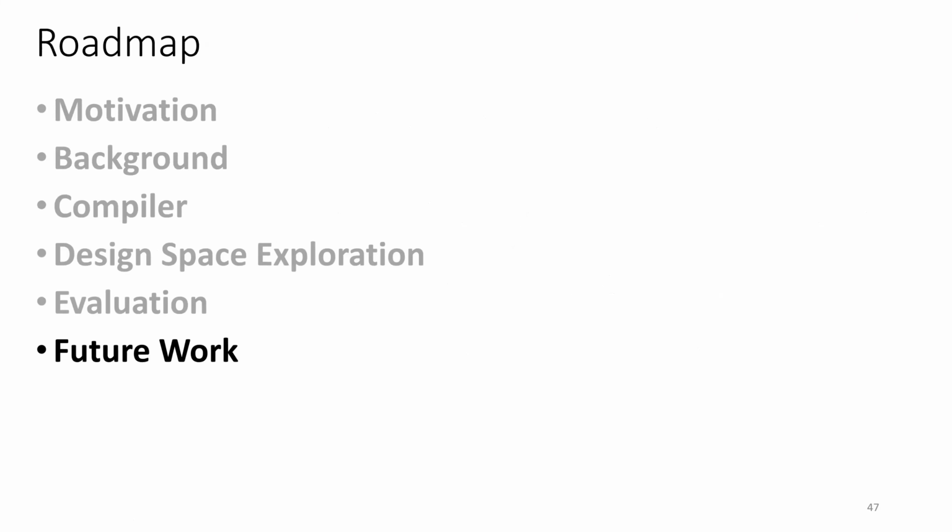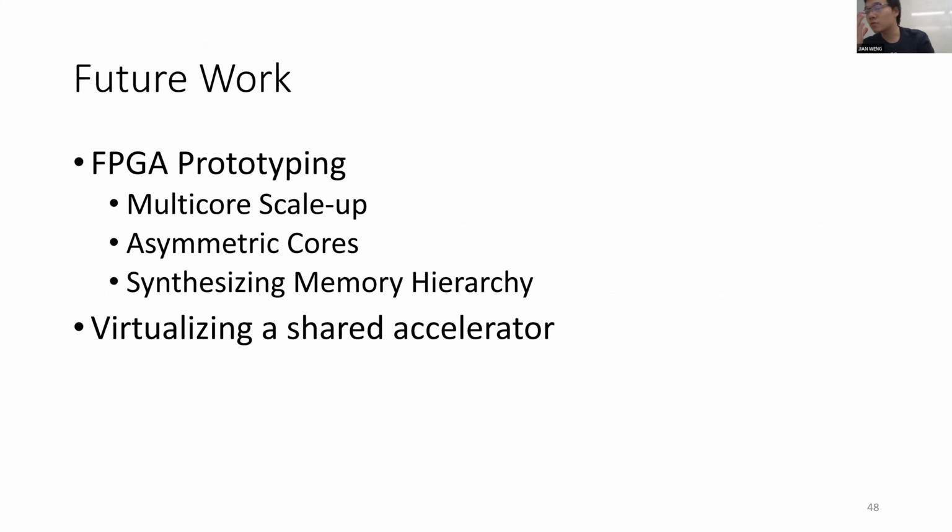Then let me talk about the future work. We have two directions of future work. One is purely on PPT and the other is ongoing. The first one, FPGA prototyping, is ongoing. Along with the FPGA prototyping, we also want to do multi-core scale-up. And these cores can be asymmetric, can be heterogeneous. Maybe some cores are bigger and more powerful, and some cores are smaller and less powerful.